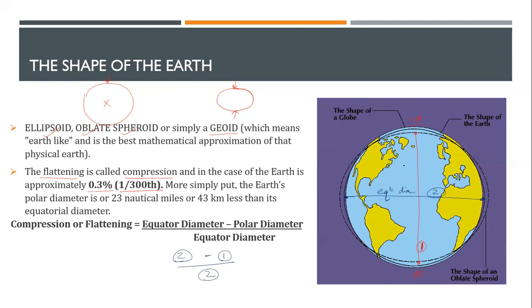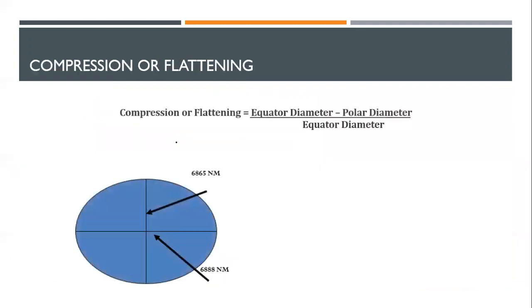Now why is number 2 more than 1? Simple logic. If you're compressing from the poles, we'll get the horizontal value more than the vertical. Still not satisfied, we'll go into the formula and apply it directly. If we calculate the diameters properly, this is my north, this is my south, the polar diameter comes around 6,865 nautical miles. Don't worry, I'll explain what a nautical mile is. We'll get into that. And this is the equator, so the equatorial diameter comes around 6,888 nautical miles. You can see the difference.